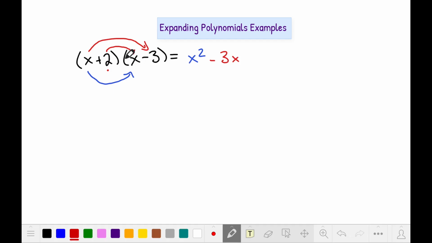And now these are two positive numbers, so we're going to have a plus 2x. And then finally, we're going to have the 2 introduce himself to the minus 3. Now this is a positive 2 times a minus 3, so that's going to be a minus 6.